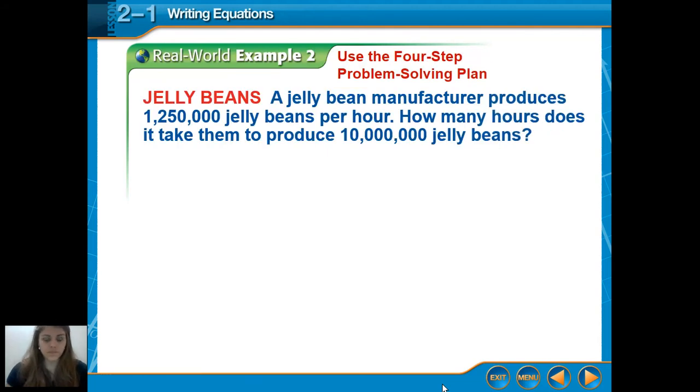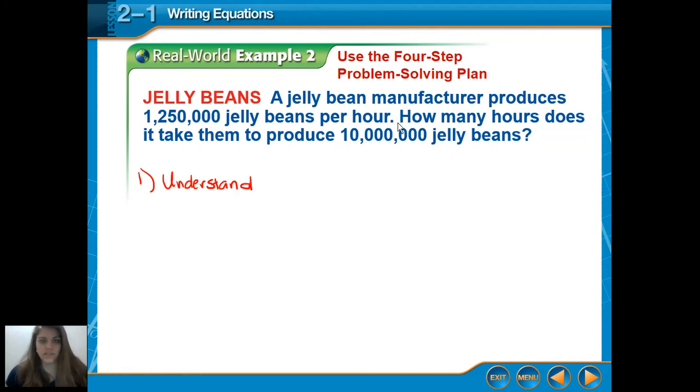Okay, so there is a method that we should be using to solve some word problems. It's called the 4-step problem solving plan. And the 4 steps are: 1, understand. When we're given a problem, we want to see what information we have and what the question is looking for.